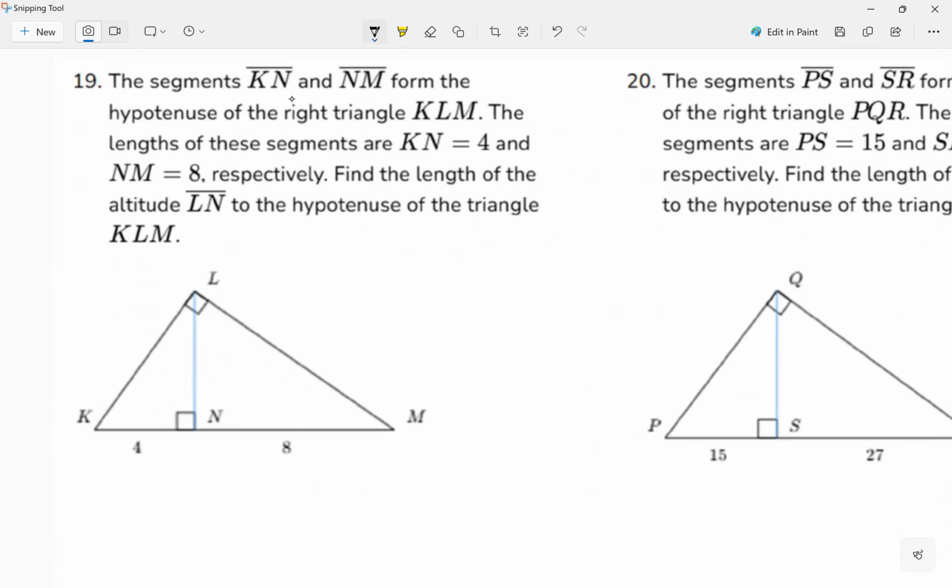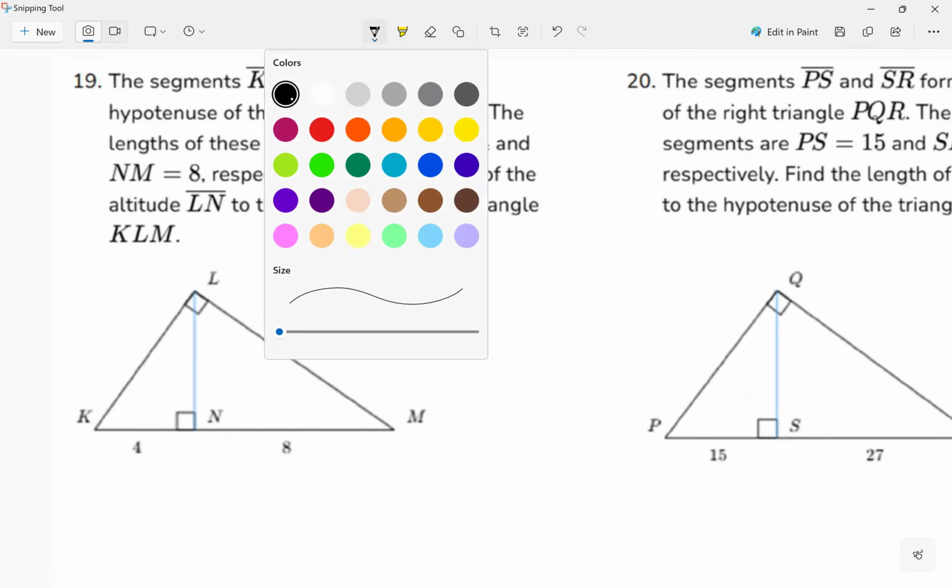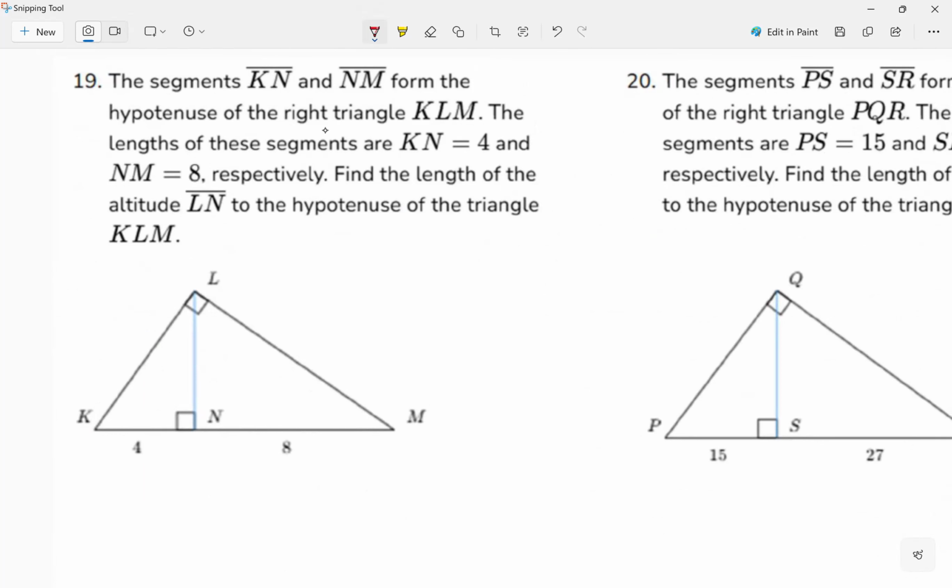The segments KN and NM form the hypotenuse of the right triangle KLM. The lengths of these segments are KN is 4, NM is 8 respectively. Find the length of the altitude LN to the hypotenuse of the triangle KLM. So they gave us KN is 4, NM is 8. They want us to find the segment LN.